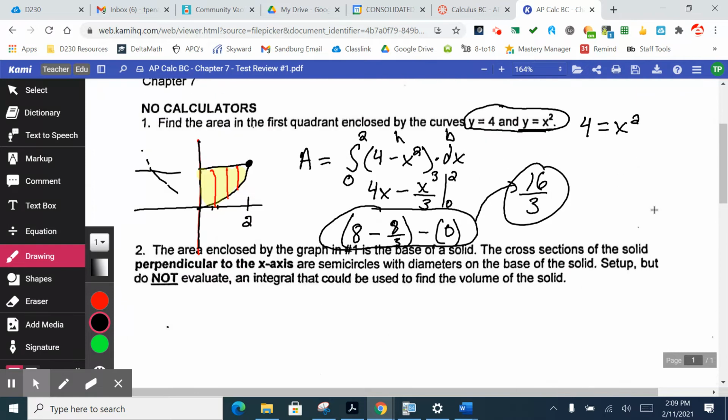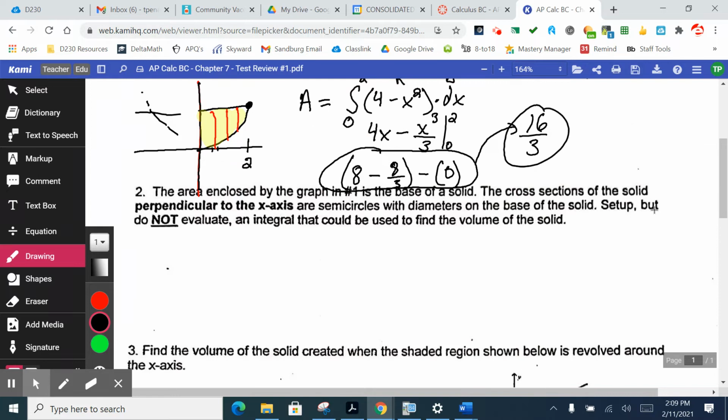So that's the type of equations I'd expect you to know without a calculator, and that's the steps we would want to take. All right, number 2, you're going to use that same exact area. So go ahead and sketch that in again.